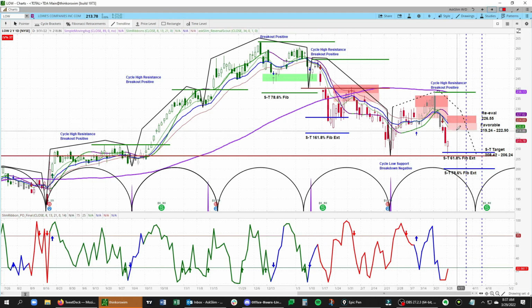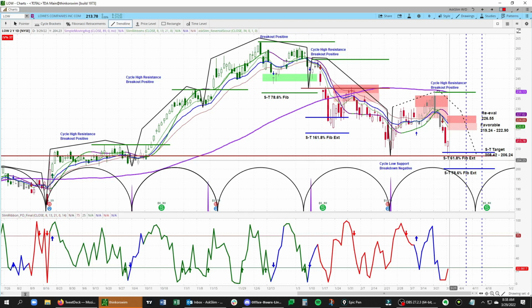The levels are 219.24 to 222.90. If this closes over 226.55, that would render the idea no longer valid. Targeting this 61.8 fib to the 78.6, so it's 208.42 to the prior cycle low here at 206.24.